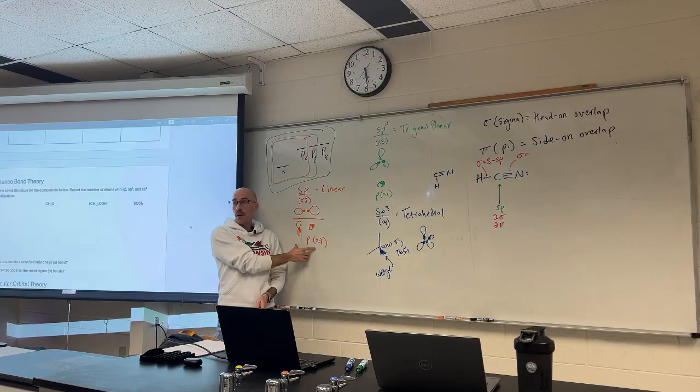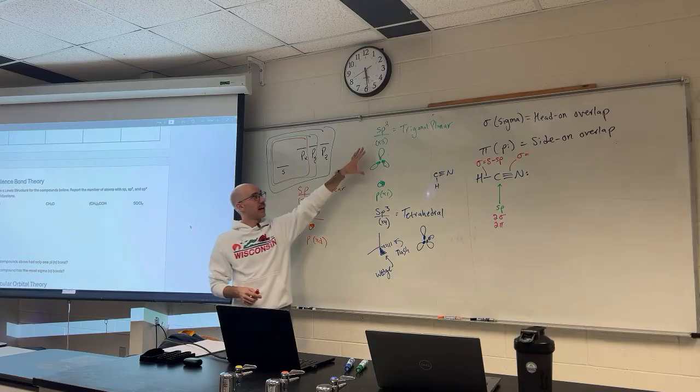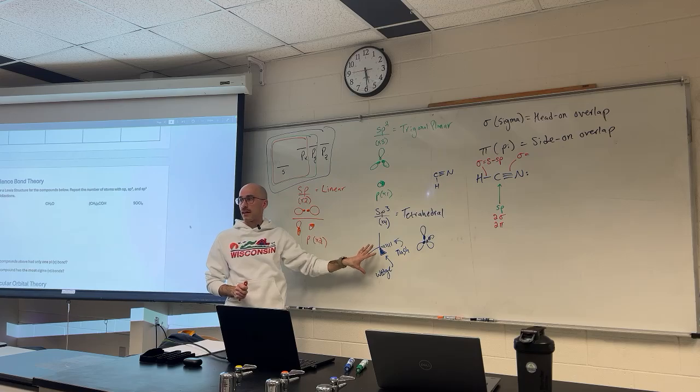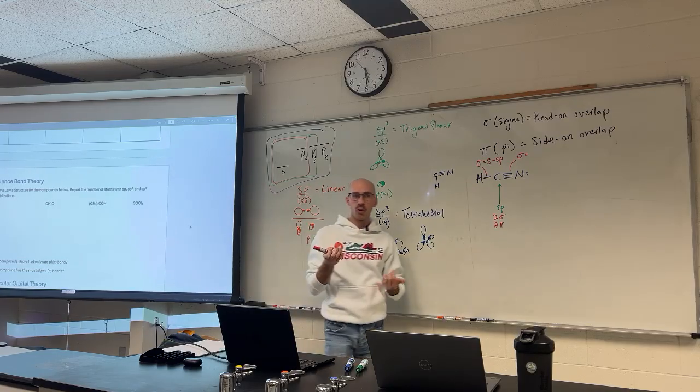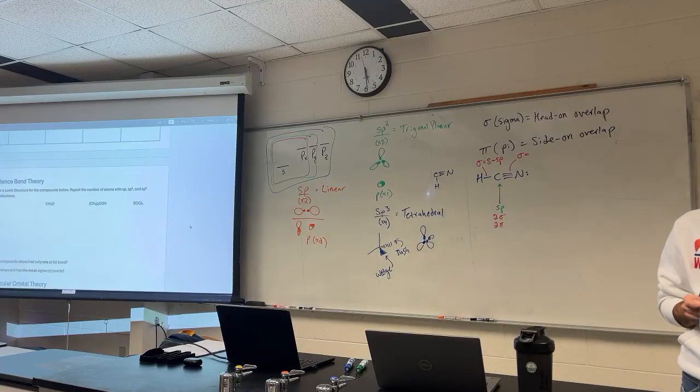It has 2 pi bonds, which can only be done by sp. sp2 can only make 1 pi bond. sp3 can make 0 pi bonds. It has no p orbitals. The p orbitals are what allow for the side-to-side overlap to create a pi bond.